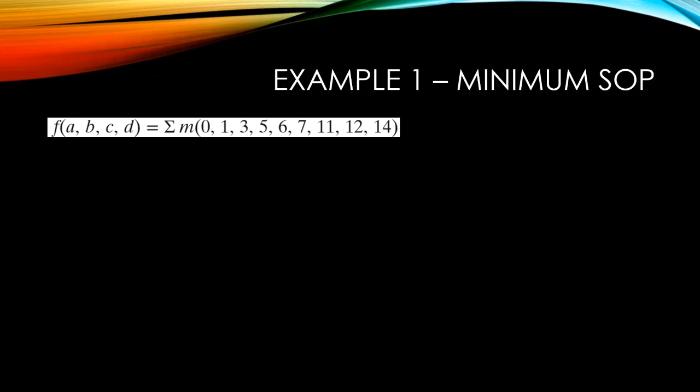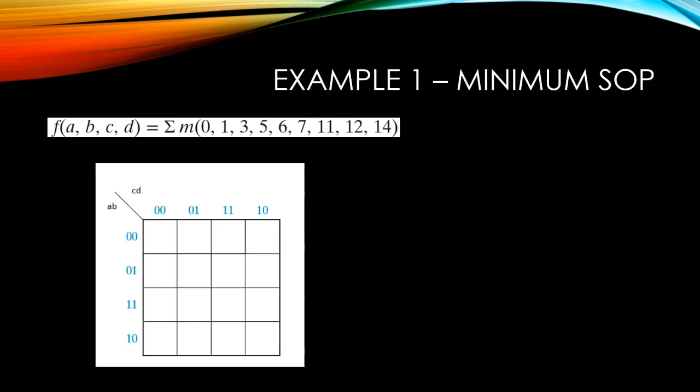So therefore, the matrix size or the K-map size is 4 by 4, wherein AB will represent the rows and CD will represent the columns. And to determine the value of A, B, C, D, it is based on the equivalent 4 digits of the minterm in binary.